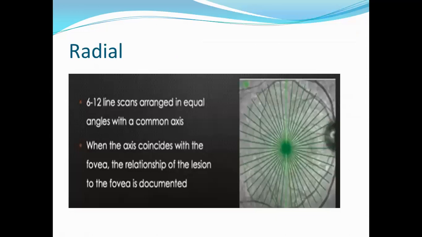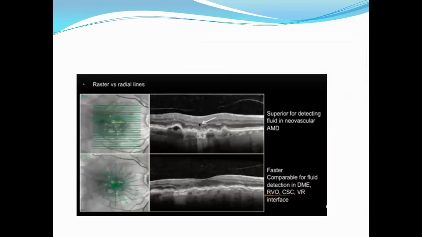Then you have radial scans. Radial scans are normally 12-line scans, which are arranged in equal angles. However, there are some spaces in between these scans. One important thing is that it always tells us the relationship of the lesion to the fovea. So which is more important?